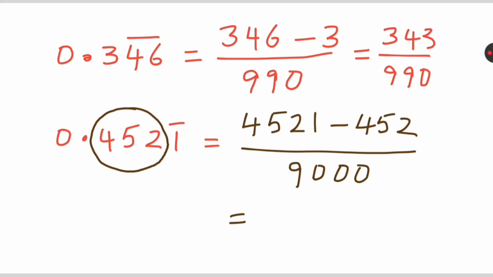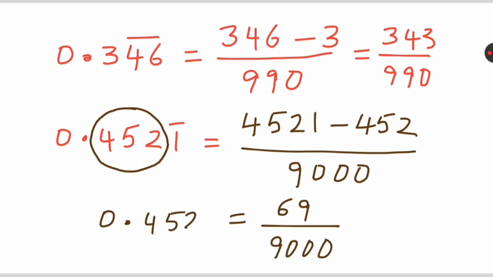So 4521 minus 452, which gives only 69. So 69 over 9000, that is the fraction form of this 0.4521 bar. So this is type 2. So let's go for type 3.